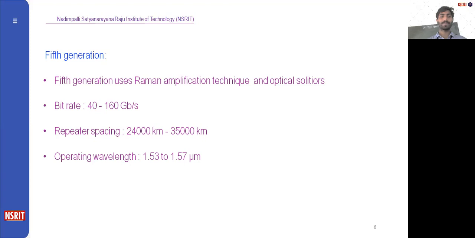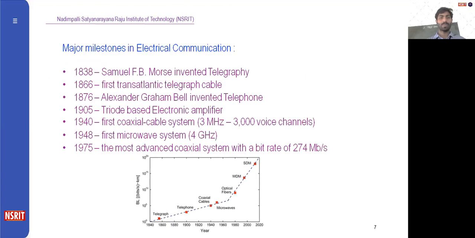That means in the previous case we used each repeater at a distance of 10,000 kilometers. In this case, we are placing each repeater at a minimum distance of 24,000 kilometers. And the operating wavelength became 1.53 to 1.57 micrometers. And then comes the question: what are the major milestones in electrical communication?